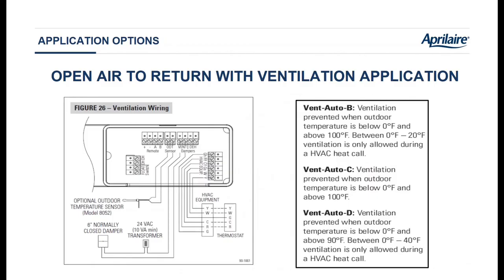I mentioned before, it can also do fresh air ventilation. You can do it based on minutes. That would give you your ASHRAE fresh air ventilation requirements, or you can choose to wire in an optional outside temperature sensor, and then you could pick between some outdoor temperature lockouts. This wouldn't give you AprilAire, but it would give you the ability to control when the fresh air is happening.